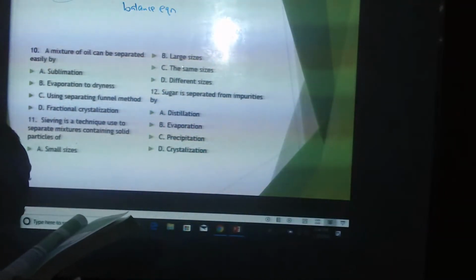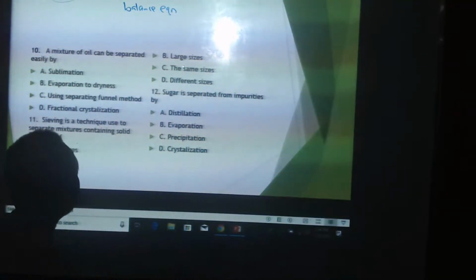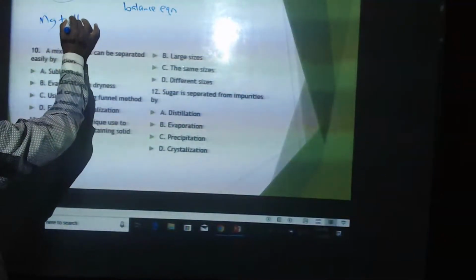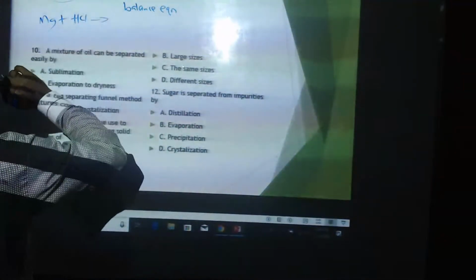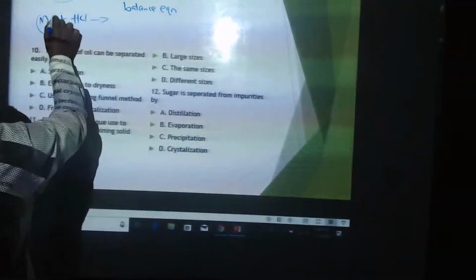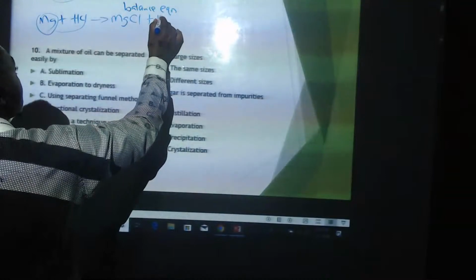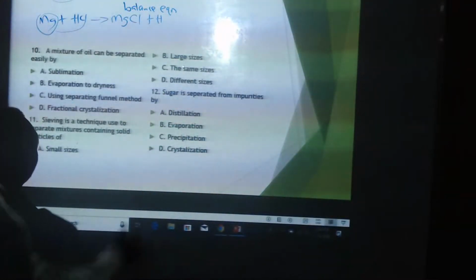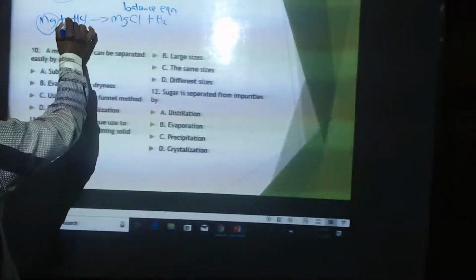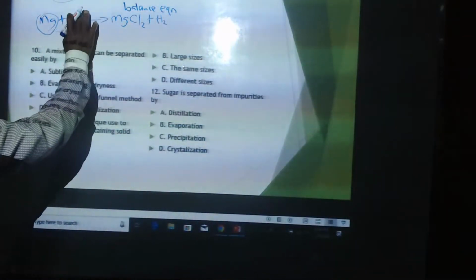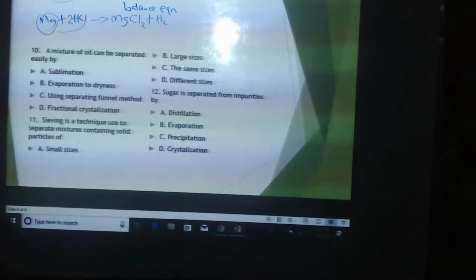Okay, magnesium plus hydrogen chloride. You pick this with this first. This is magnesium chloride plus this. I told you hydrogen cannot stand alone, so you have to make it 2 here. So this is 4. Magnesium is 1, hydrogen is 2, hydrogen is 2, chlorine is 2, chlorine is 2.